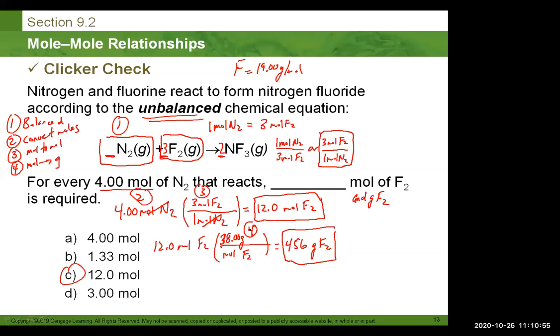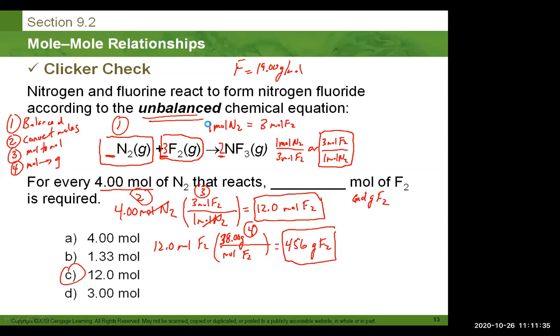By the way, these 2 numbers that we just got here would not be considered a yield. A yield is only a product. So the F2 is a reactant. So this is not a theoretical yield or anything like this. This is just telling us how much of the other reactant we need to put in there to get this reaction to occur correctly. So for every 4 moles of N2 we toss in there, we also need to toss in 12 moles of our other reactant. As you can see, it's a 1-to-3 relationship. So we need 3 times the amount of F2 for this reaction to take place. Any questions on that there?